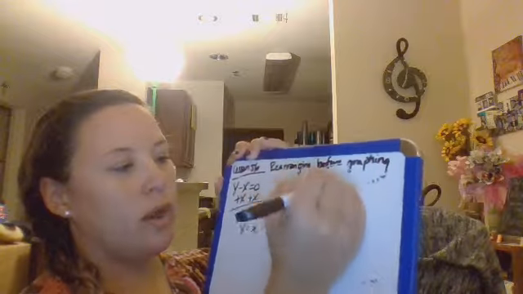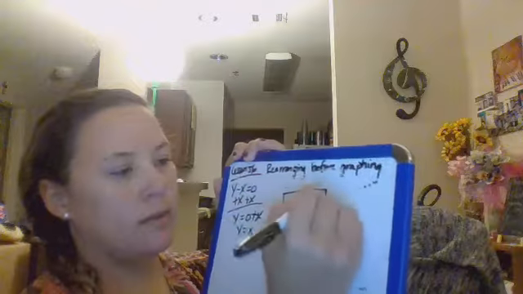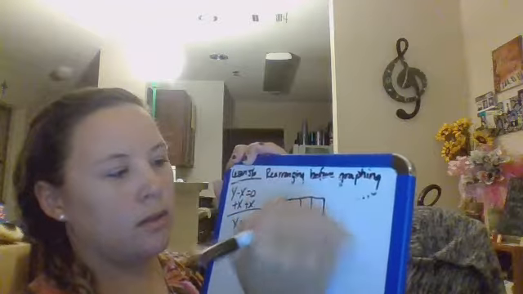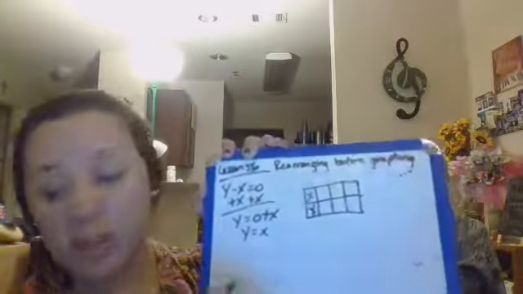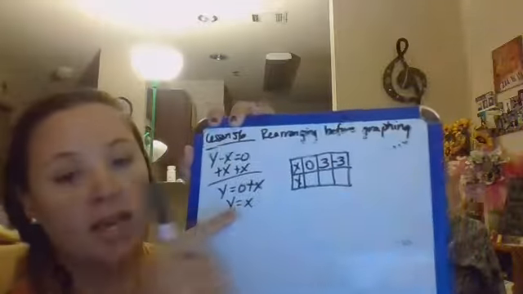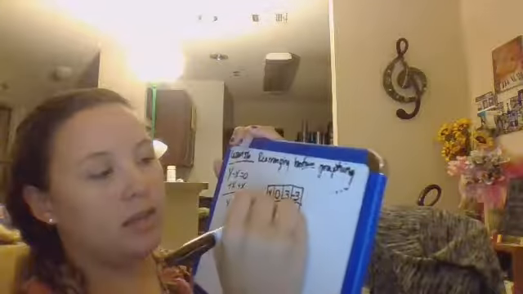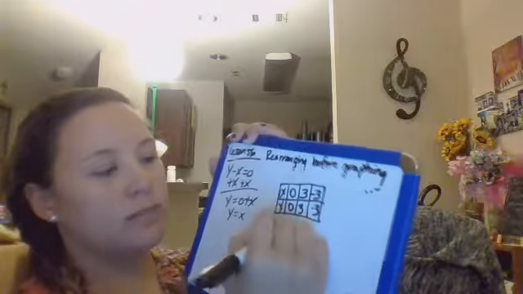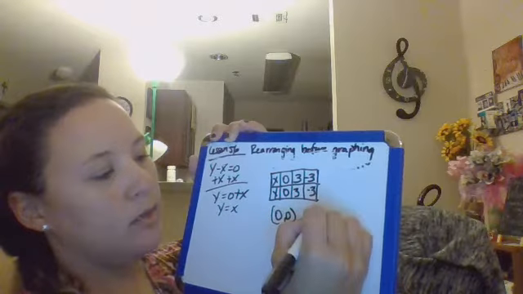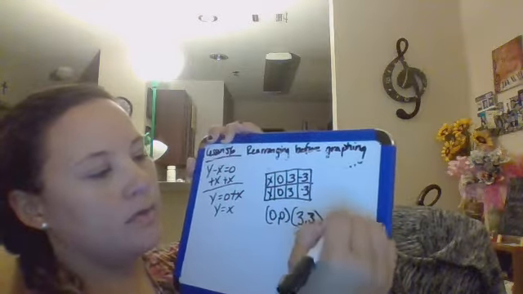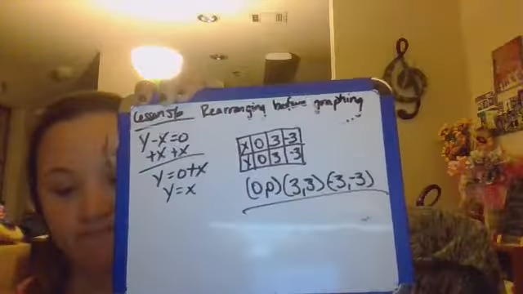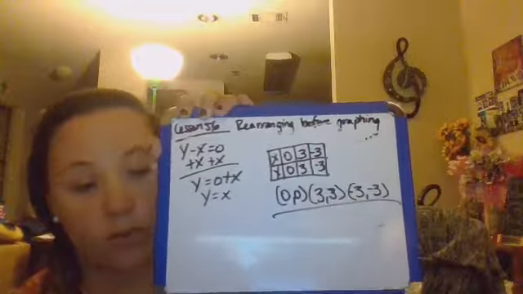Then we create our chart. It's going to be really simple, just plug in some numbers there. If y equals x, then they are the same. So my ordered pairs are (0, 0), (3, 3), and (negative 3, negative 3). That's what I graph. And that is all for 56.